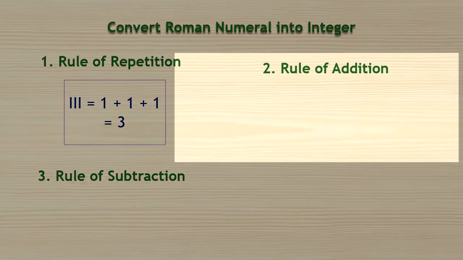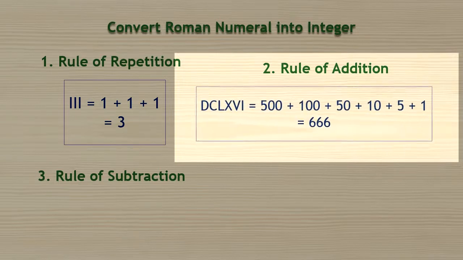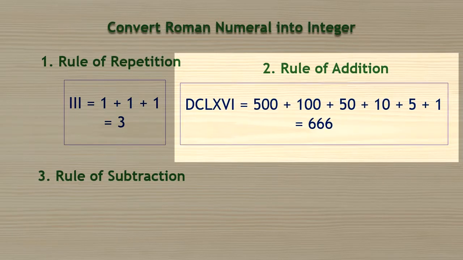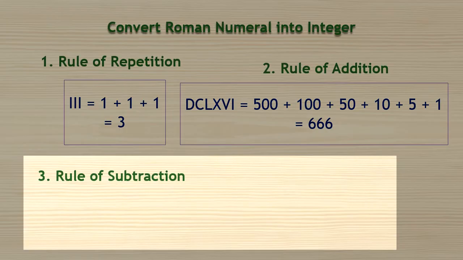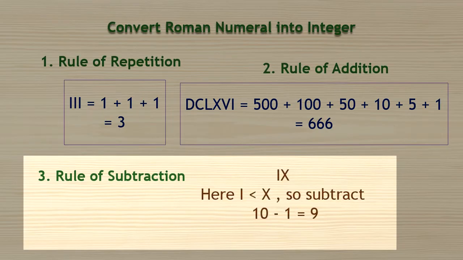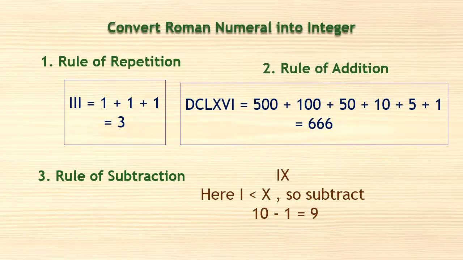Next, the rule of addition. Take the example DCLXVI. Here also it is the same, adding individual symbol values from left to right. D plus C plus L plus X plus V plus I equals 500 plus 100 plus 50 plus 10 plus 5 plus 1, which gives the integer value 666. Finally, the rule of subtraction. Take 9, I followed by X, IX, so 10 minus 1 equals 9.